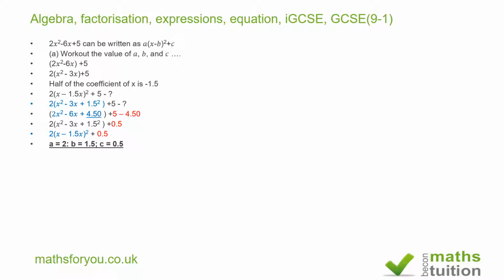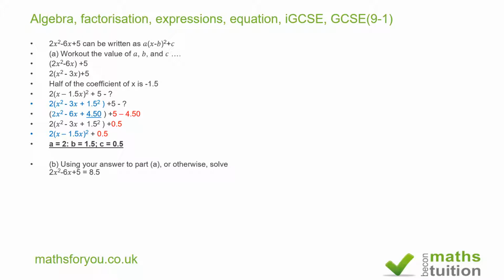Now don't forget that the whole question carries 4 marks. That's the second part. Okay, now for part B, it says using your answer to part A or otherwise, solve 2x squared minus 6x plus 5 is equal to 8.5. Now there are quite a few ways of doing this, and one of the ways is to use your quadratic formula, but that takes ages to do.